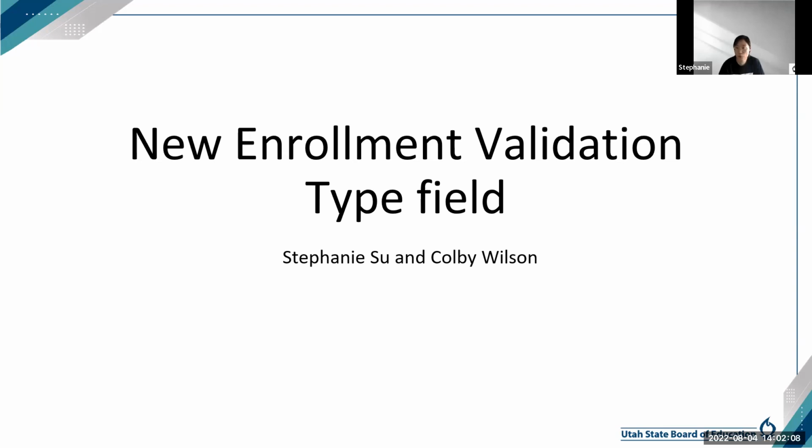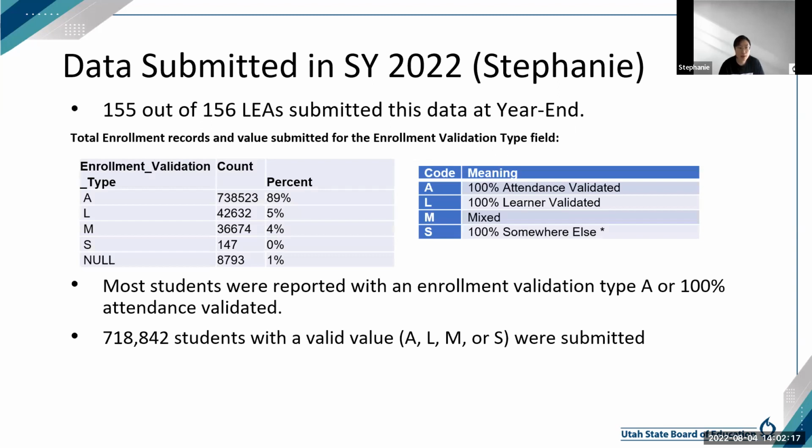So here is a section for the new enrollment validation type field. Let's go to the next slide, please. Here is the overview for the enrollment validation type field that all LEAs submitted in the school year 2022. Generally speaking, 155 out of 156 LEAs submitted this data at year end.